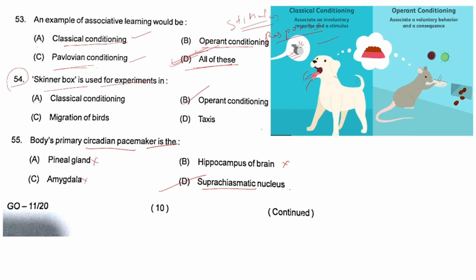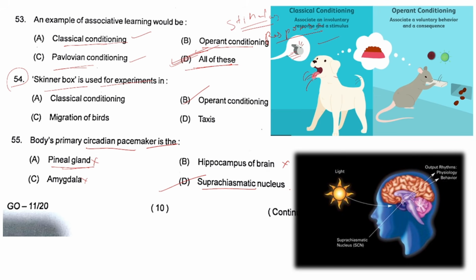Okay, hippocampus has memory formation functions, then amygdala is responsible for emotional processing. Pineal gland secretes melatonin. It does not control the biological clock directly. So most of the students will make a mistake here and mark pineal gland. But remember, it is not directly controlling.